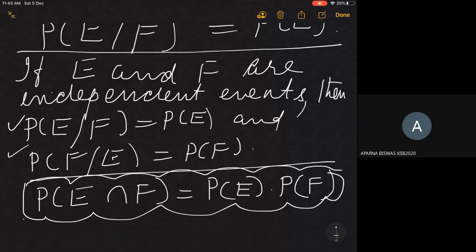So please write this. This is the most important equation or identity for two independent events. You will be using this to prove that two events are independent events. So these three things you please write. Now we will be switching over to the problem solving part.